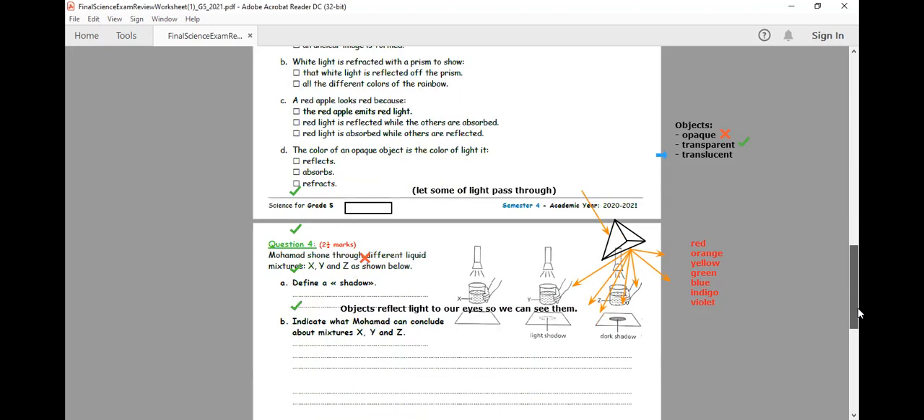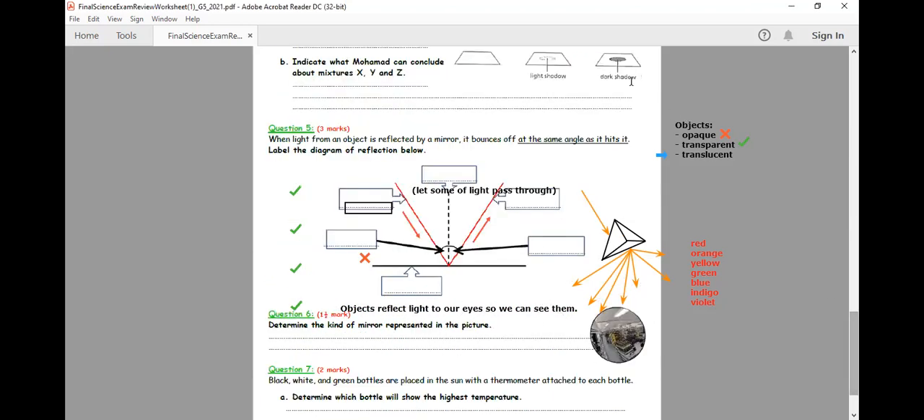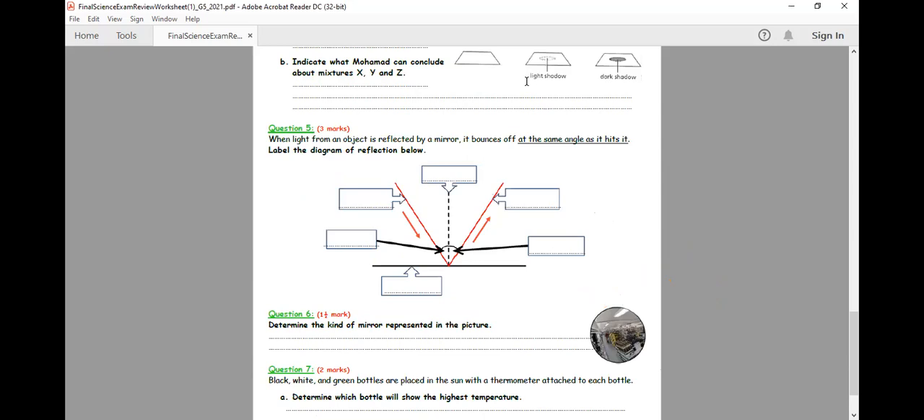Let's annotate the reflection diagram. When light from an object is reflected by a mirror, it bounces off at the same angle as it hits it. So the angle of incidence is equal to the angle of reflection. Let's start with this. What is this? The mirror. This is the mirror.